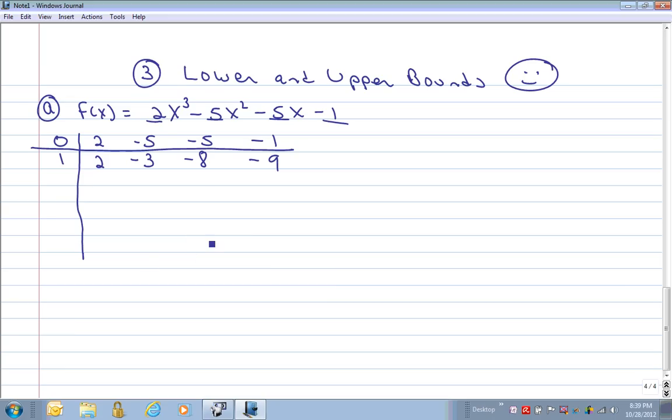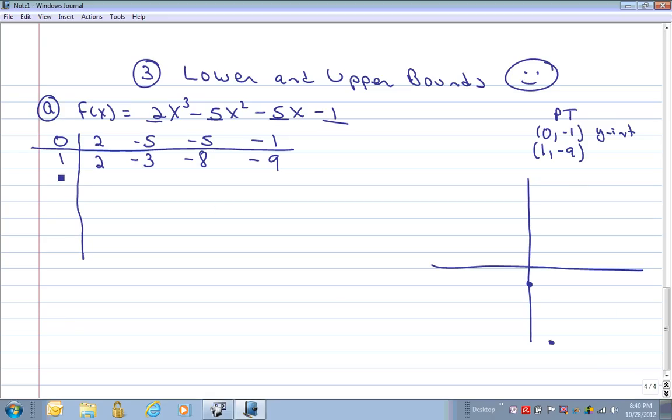The one thing about lower and upper bound charts, you are finding points on a graph as you go. So I'm just going to go ahead and list those. Right now we know we have (0, -1), which would be your y-intercept. We have a point at (1, -9). So if we're graphing, it's interesting to look at this: at 1, we're way down here at -9. Let's keep going. We've not reached an upper bound. That means we will cross back over the x-axis at some point.